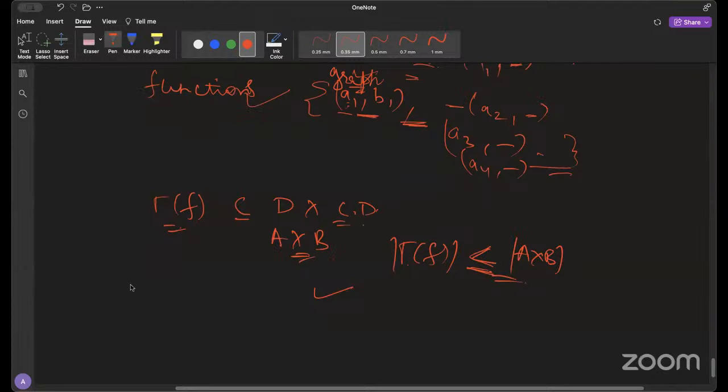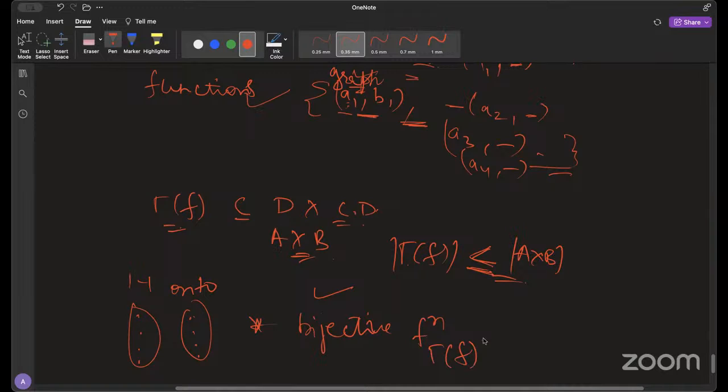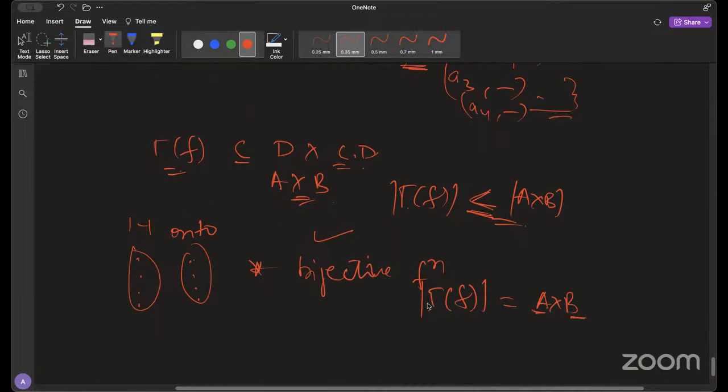In case of, let's just say you have a 1-1 onto function, then every element here is mapped to some other element here, and one element is only mapped to one element. So it will exactly give you the complete A cross B. So if you have a bijective function, the cardinality of your graph of f is the same as A cross B, where A is your domain and B is your codomain. Is it okay?